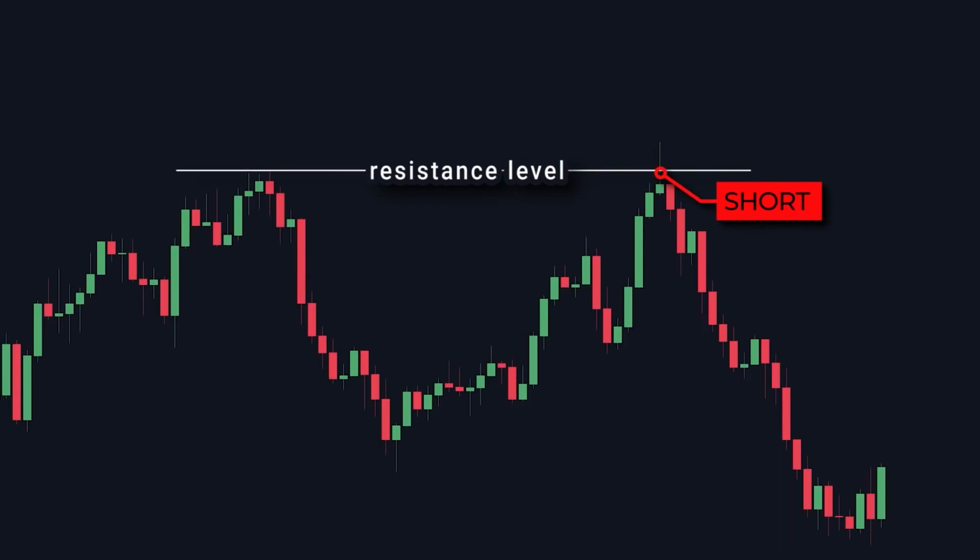Now for your risk management. You can set a stop loss at the end of the tail, and profit target at 3 times your stop loss. And as you can see, we made a nice profit off of this downwards reversal. Let's look at another example.